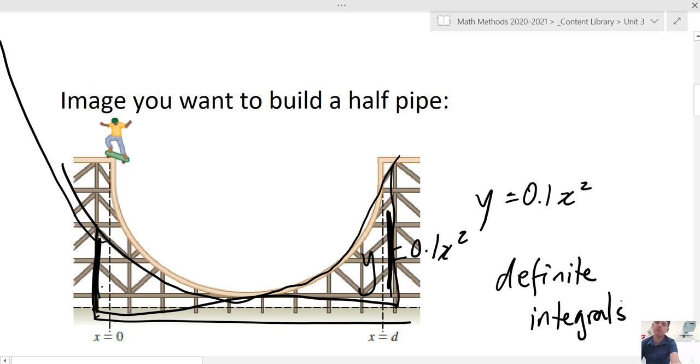We're going to get to definite integrals later when we do area under a curve. We're not going to do area under a curve today. We're just going to do the real basics of integration.